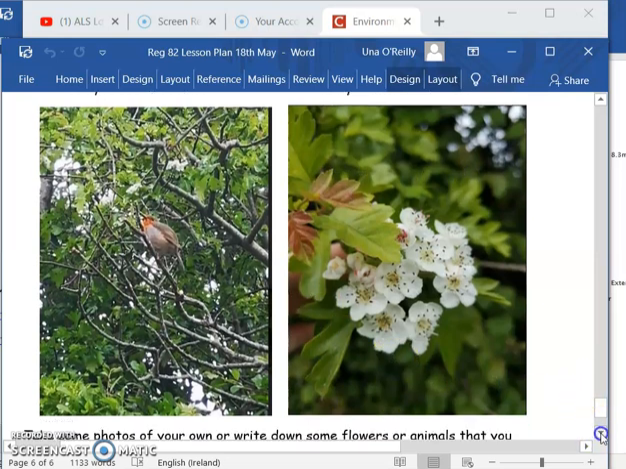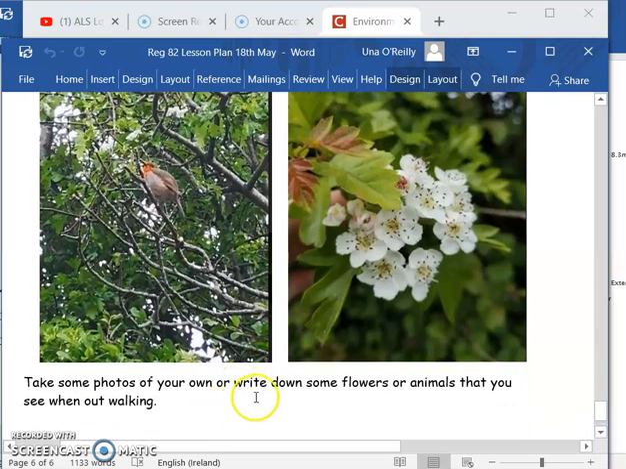So if you could do the same with your kids when you get a chance, you know, take some photos of your own or write down some flowers or animals that you see when out walking, even if you can't get a picture. Okay? So that is for this week.